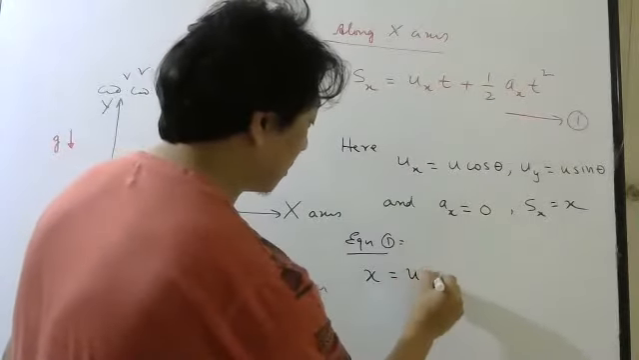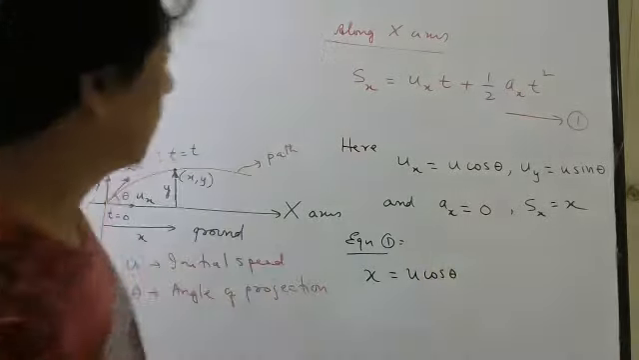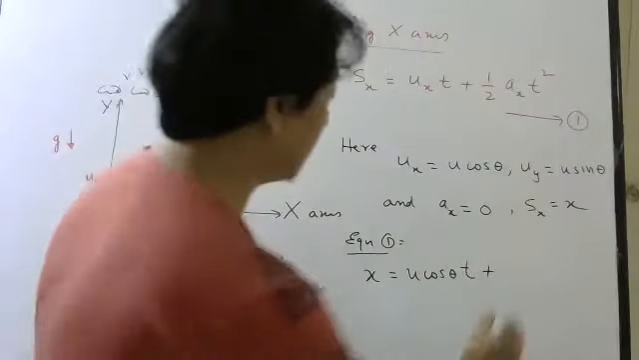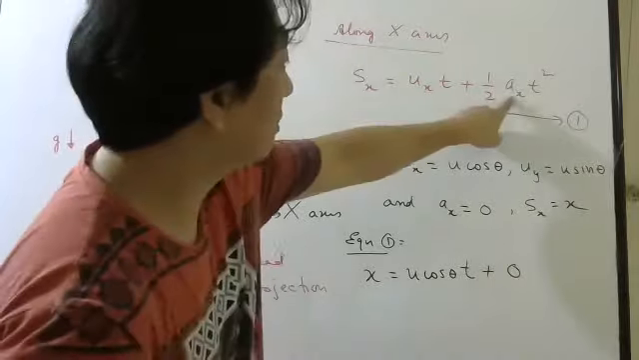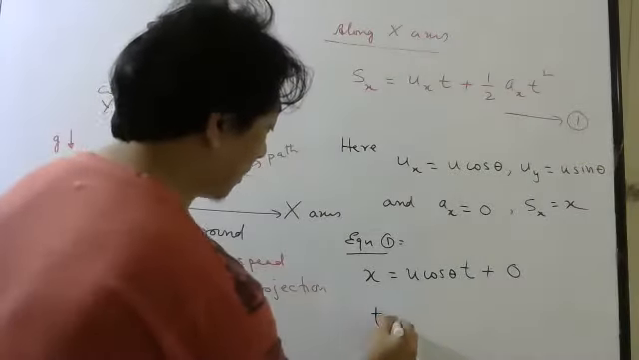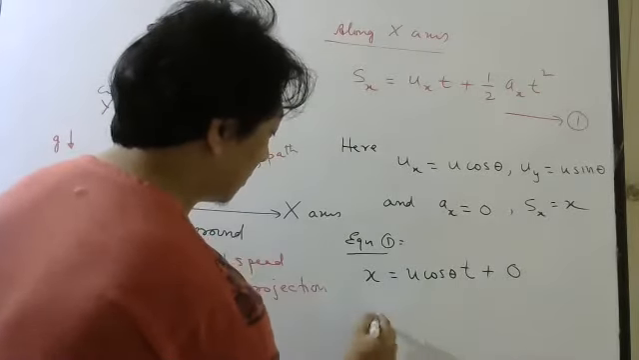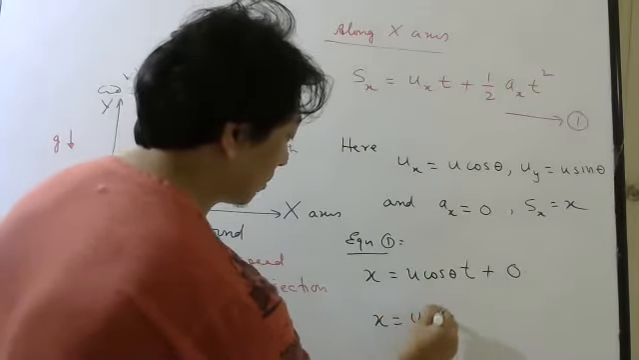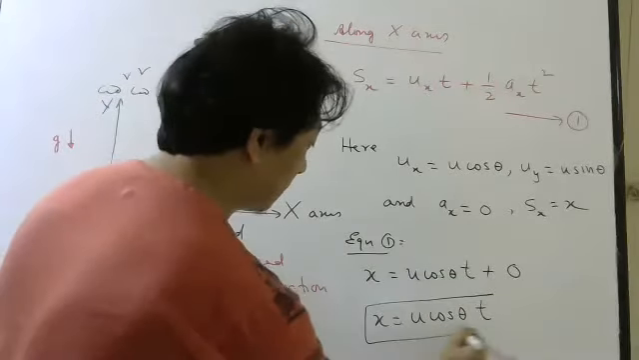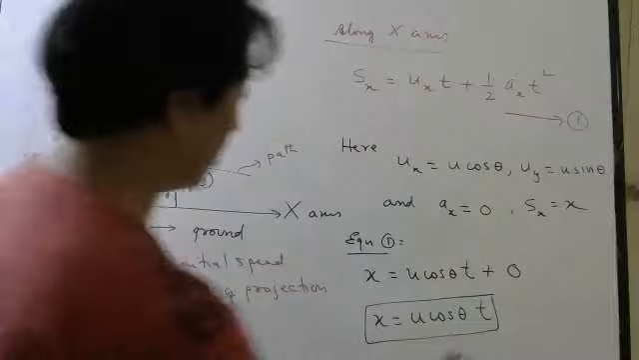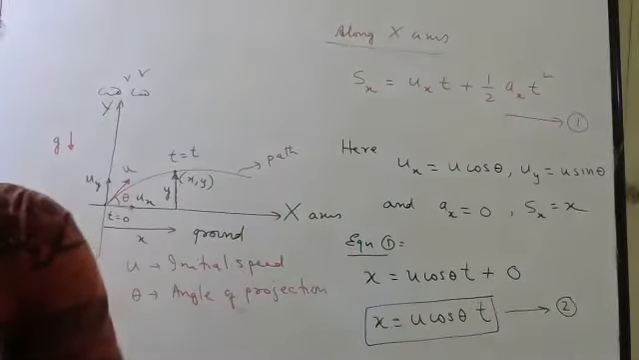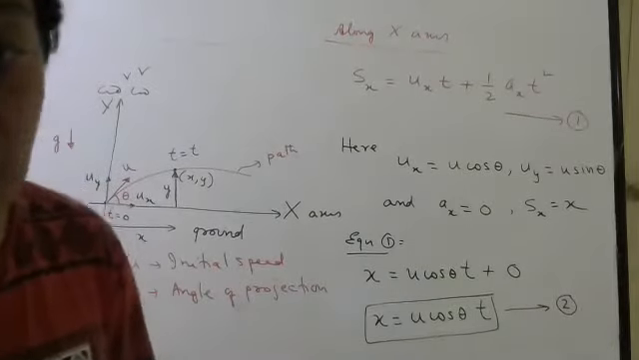Ux is u cos theta. Time taken is t. Ax is 0, and 0 into whatever is 0, so no need to write. Let me write: x equals u cos theta into t. This is my equation number 2. Remember, I have to find the relation between x and y.